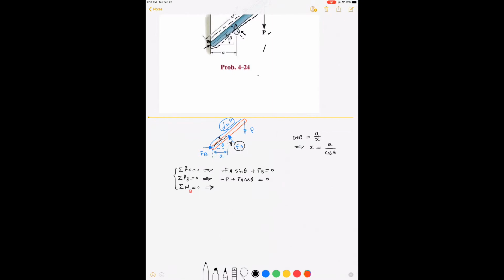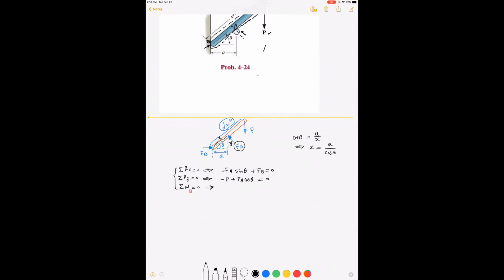Let's use another color. I consider this triangle here that I highlighted in green. You see that? So in that triangle, cosine theta is a over x. So this distance x would be a over cosine theta, right? Now that's my moment arm. Now I'm going to be using it when I compute moment about point B, right?